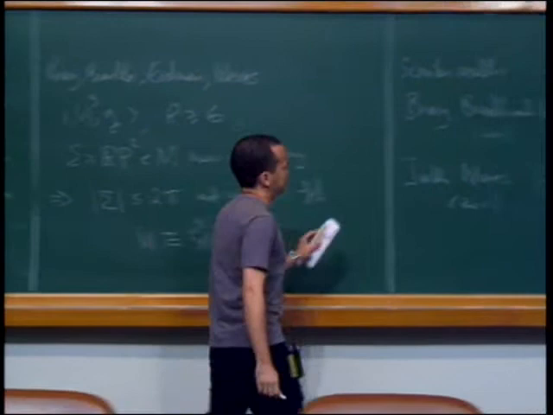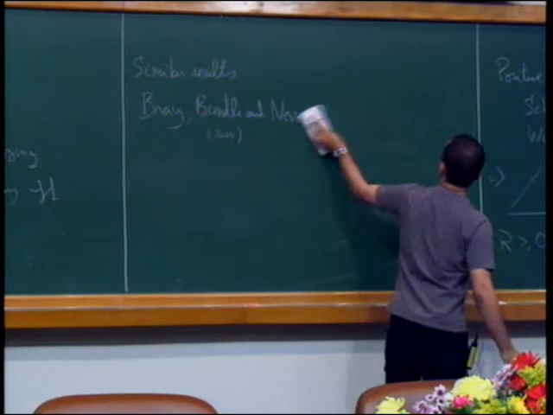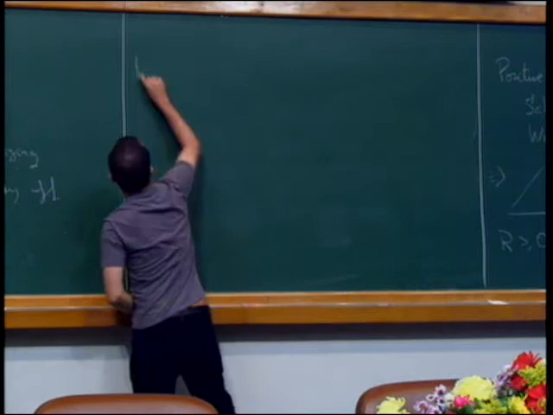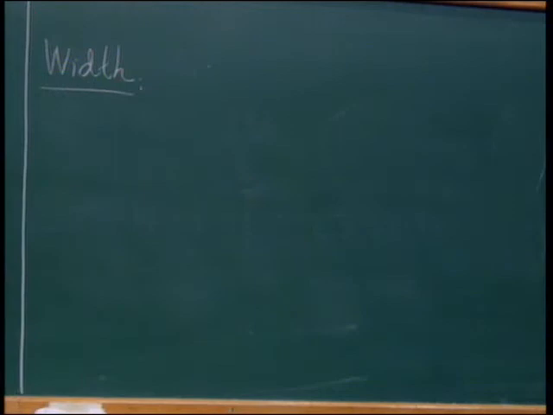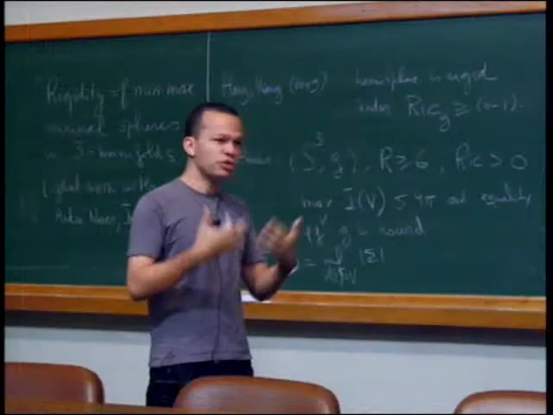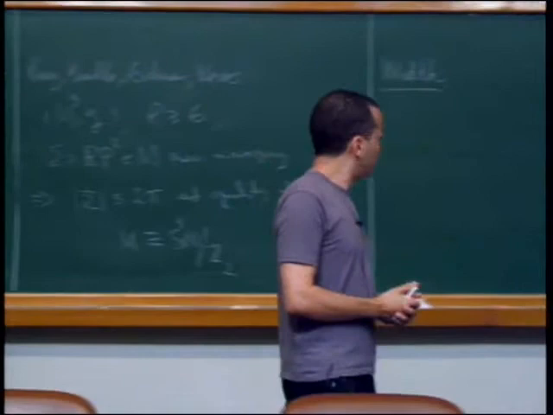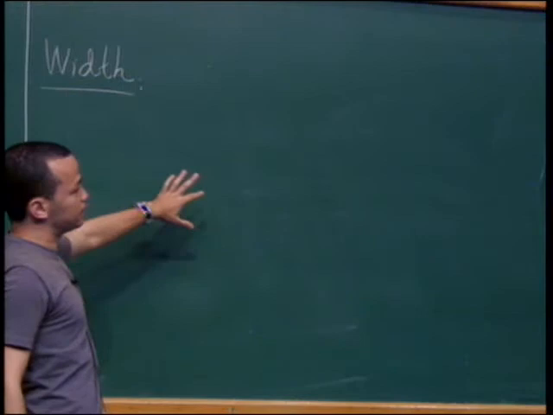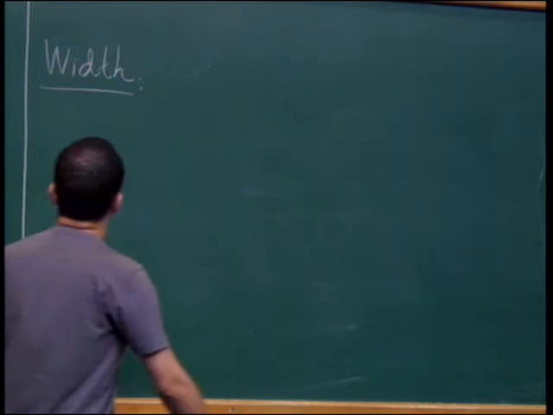Before I state the theorems, I have to recall or introduce the definition of width. Given a three-dimensional manifold, it is known that by min-max methods, one can prove that there's always an embedded compact minimal surface inside any given three-manifold. That's related to the concept of width. In this talk, I'm going to restrict to the case of the round sphere because it's simpler to explain what the width is.